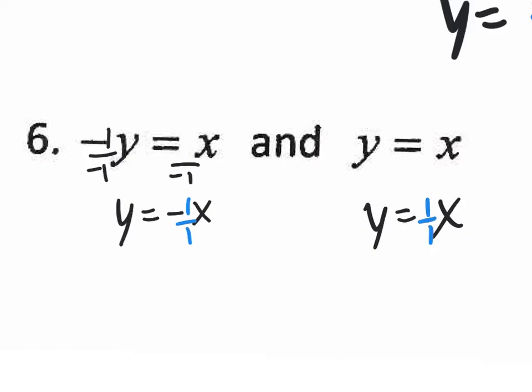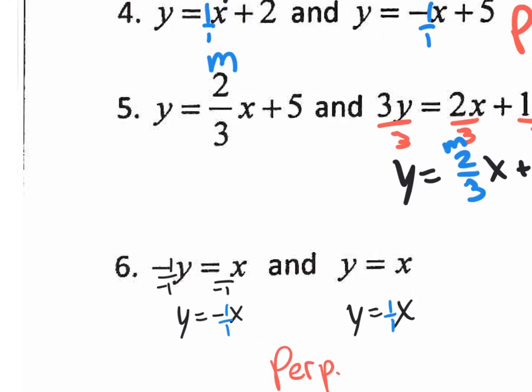So what are these slopes? Are these the same exact slope? Or are they negative reciprocal slopes? Yep, negative reciprocal. They're opposite reciprocal slopes, which means that these two lines are perpendicular. Perpendicular. So I hope this helps.